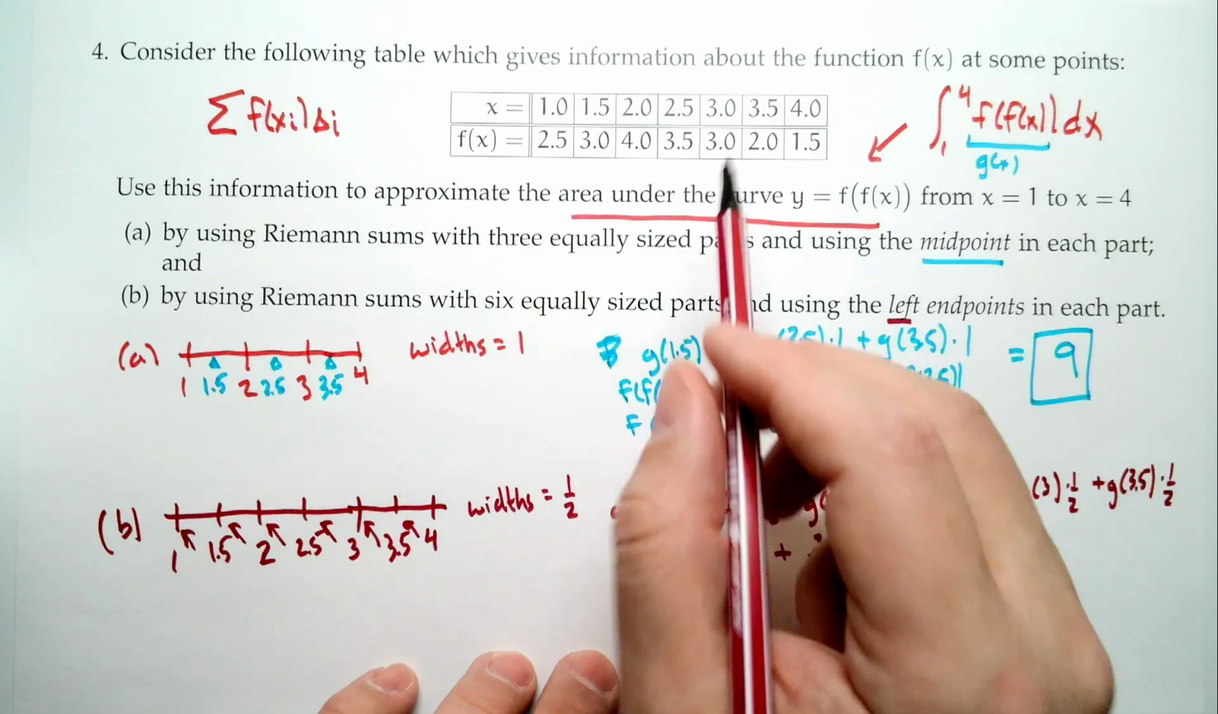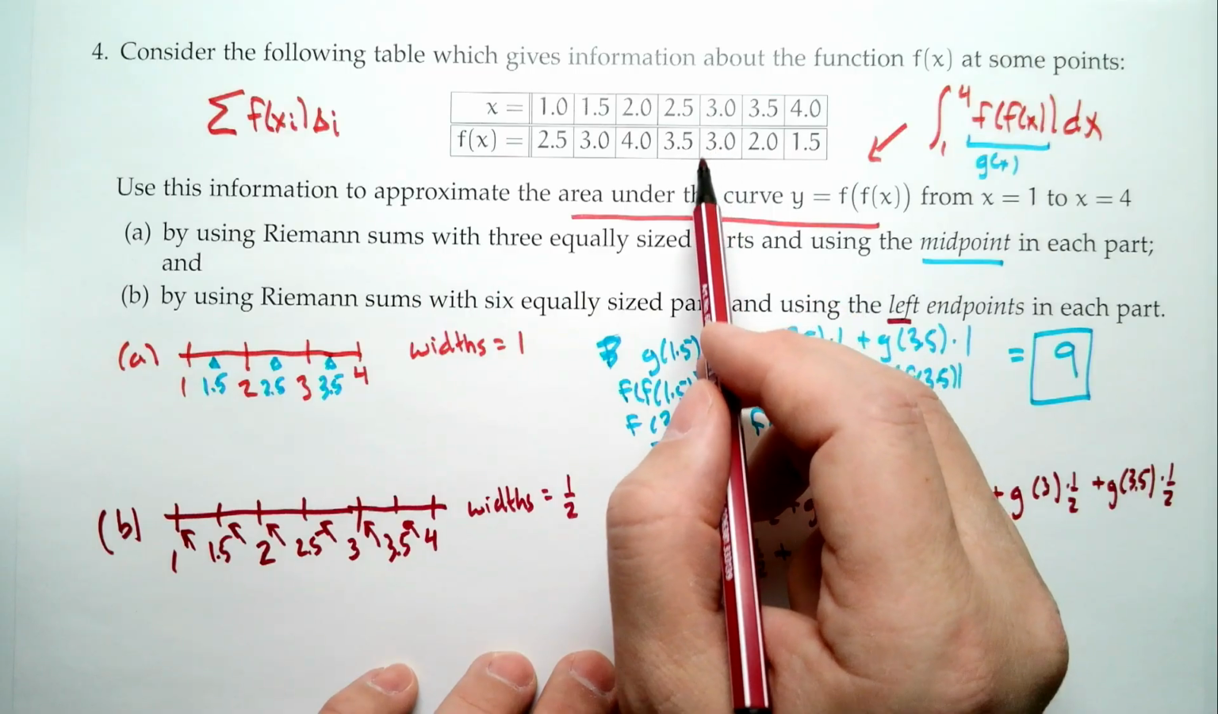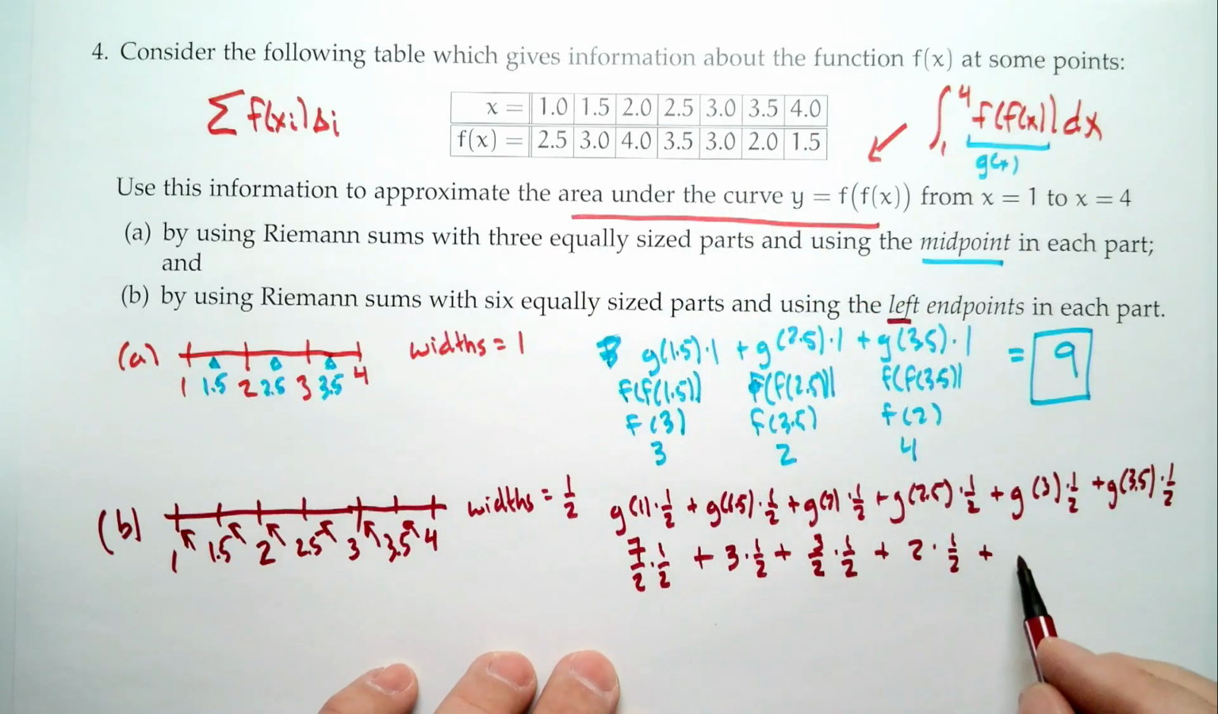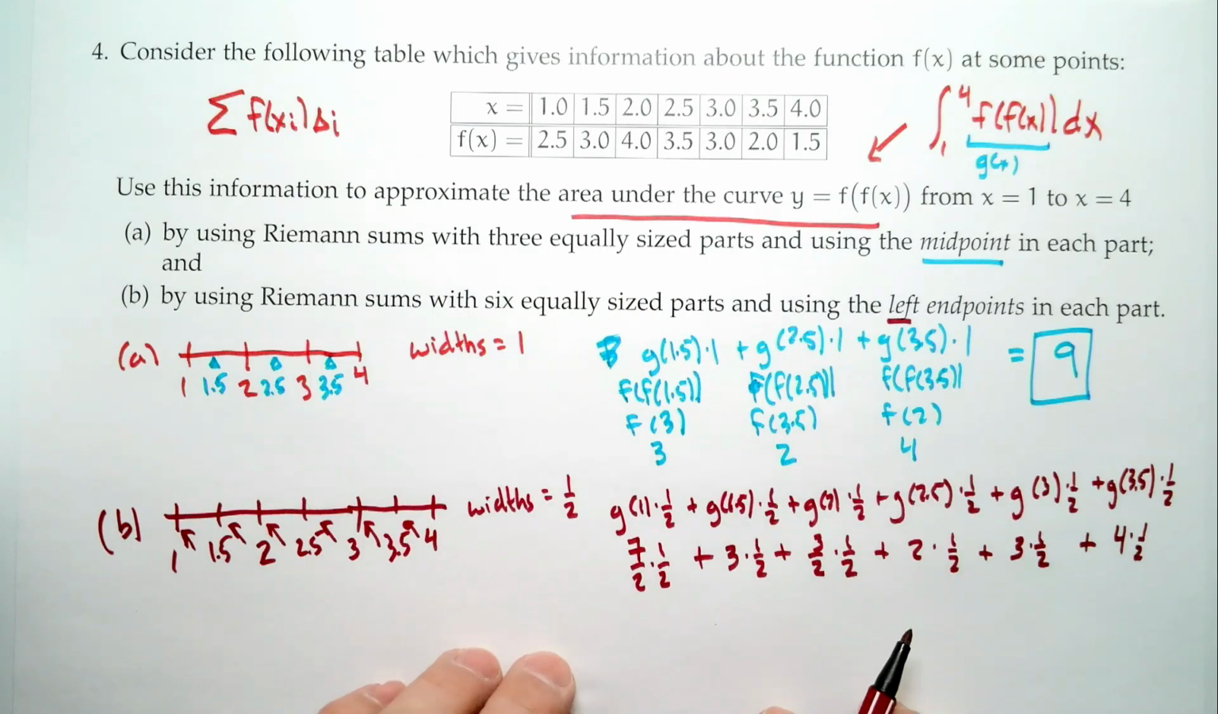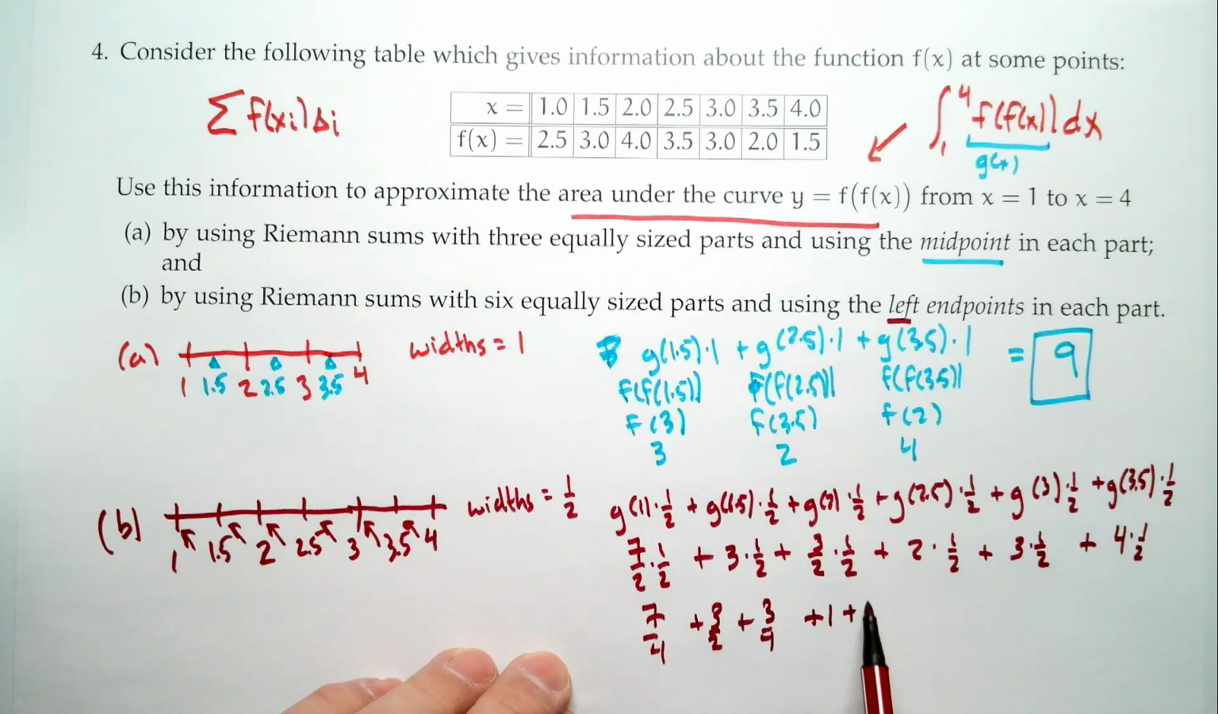Plug in 3. Well, plug in 3, we get 3. Then plug 3 back in, we still get 3. So that's 3 times a half. 3.5. Well, again, we've done that. That's 4 times a half. So let's see what we end up with. We have 7/4 plus 3 halves plus 3/4 plus 1 plus 3 halves plus 4.